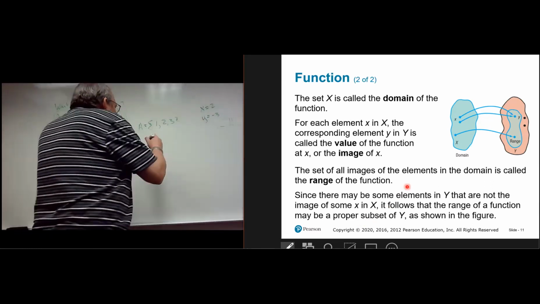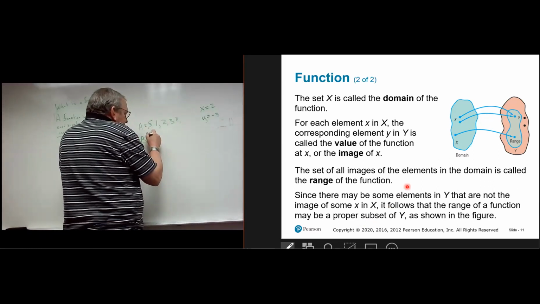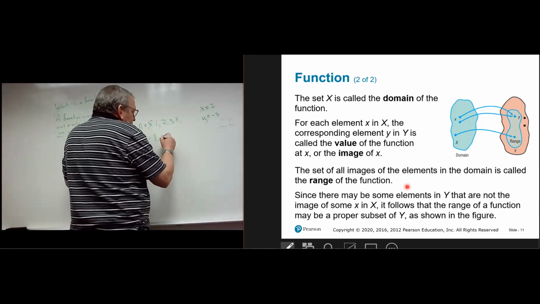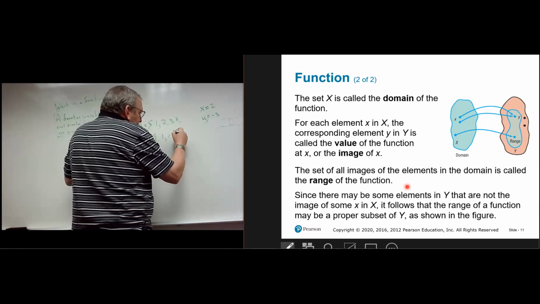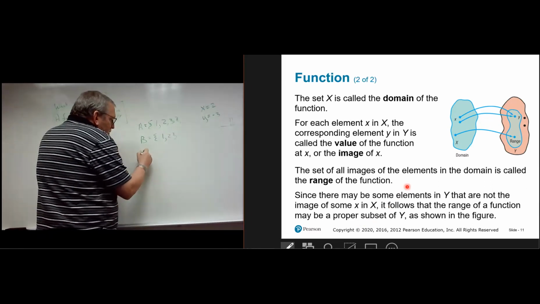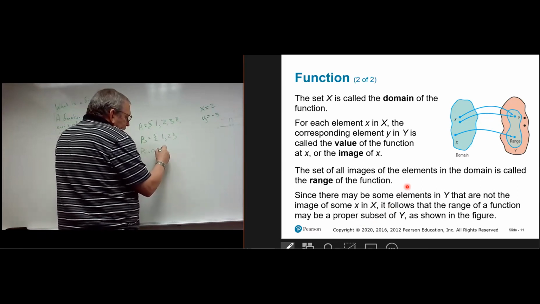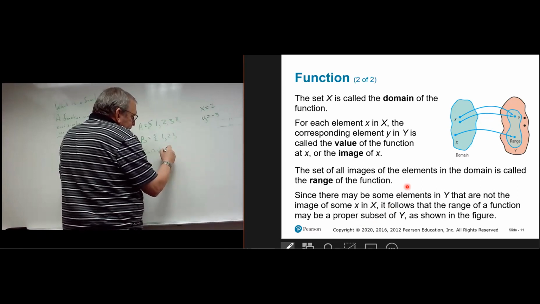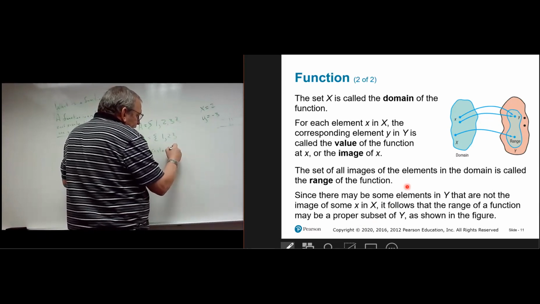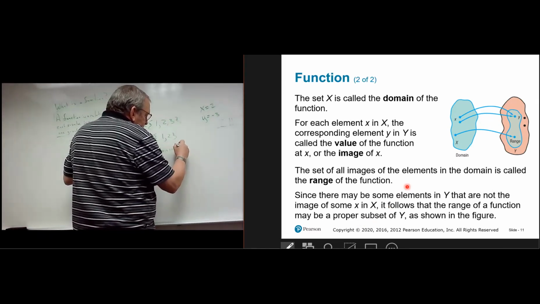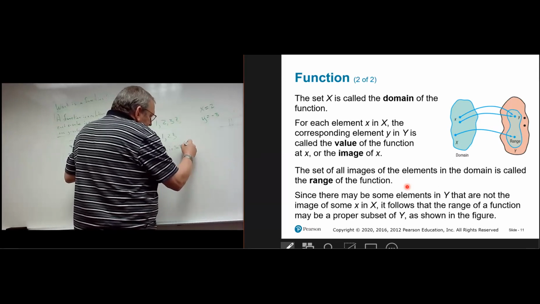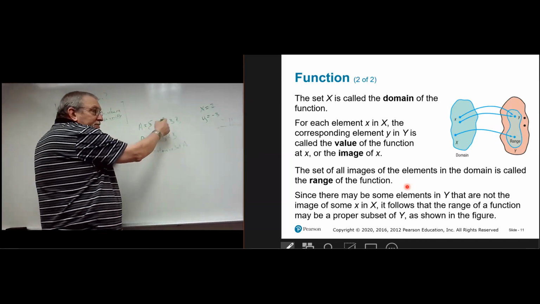Back to this. And now I have a second set. I'm going to call it set B, which contains the numbers 1 and 2. Now, B is contained in set A. Everything in B is in A.